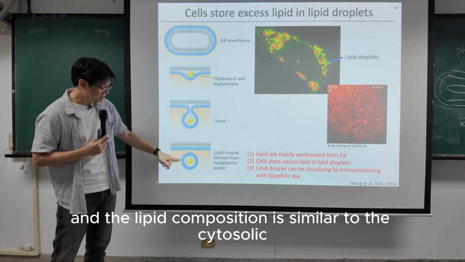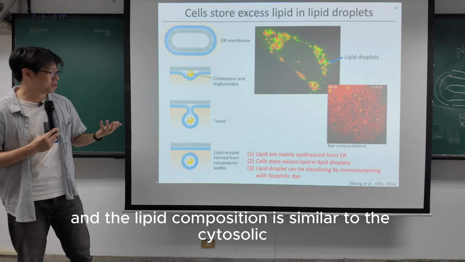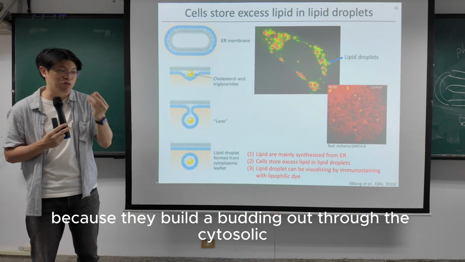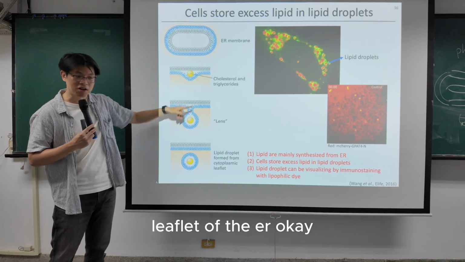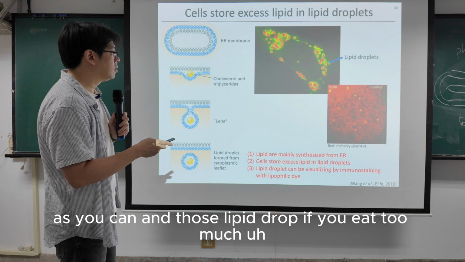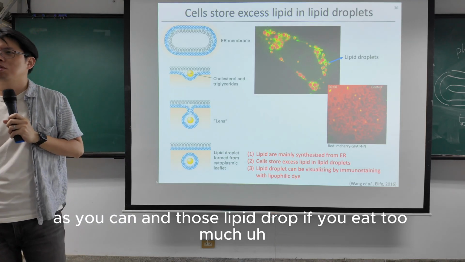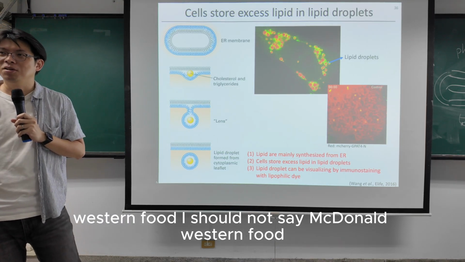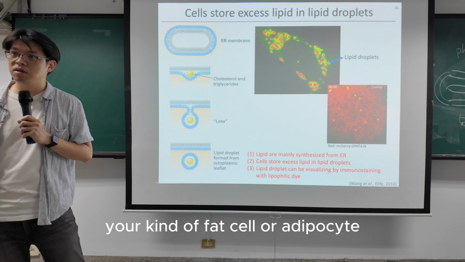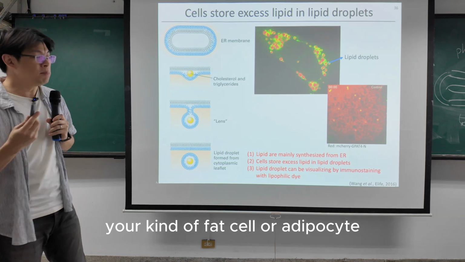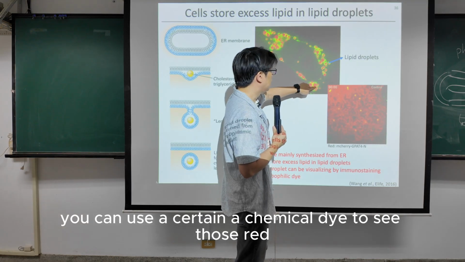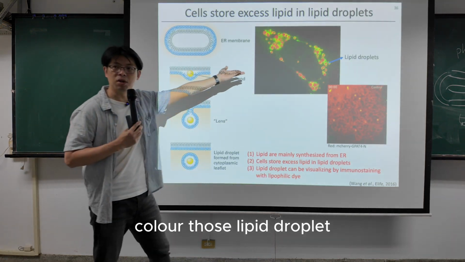Okay, and the lipid composition is similar to the cytosolic leaflet of the ER because they bud out through the cytosolic leaflet of the ER. Okay, you need to remember this. And those are lipid droplets. If you eat too much Western food, I should not say McDonald's, Western food, okay, you will accumulate many lipids inside your fat cells or adipocytes. You can really see those lipid droplets. You can use a certain chemical dye to see those red colors, those are lipid droplets, okay?